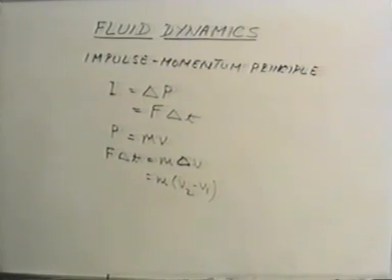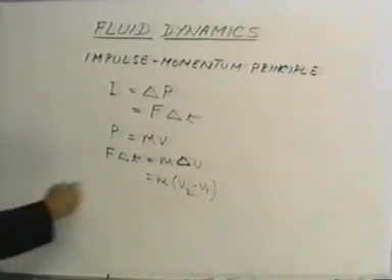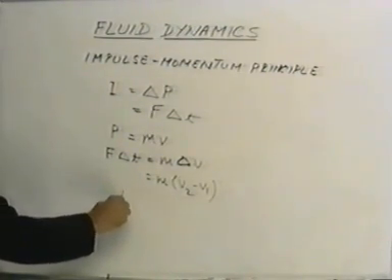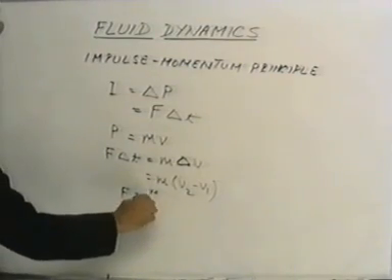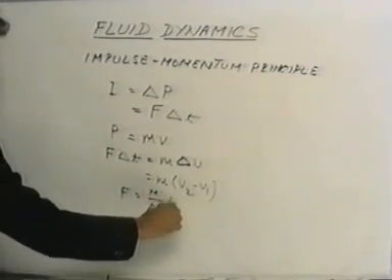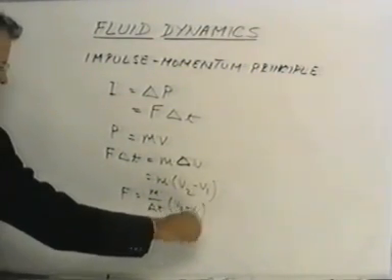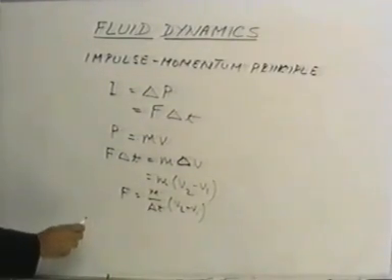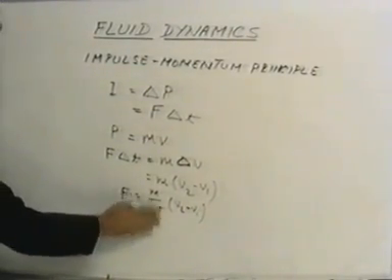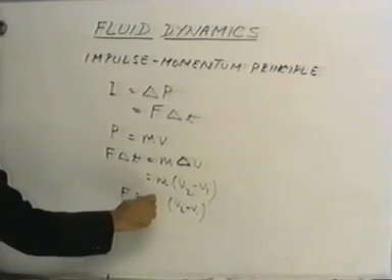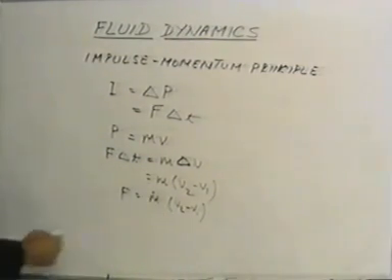Now for fluid flow, there is a flow rate. And so what I'll do is I'll divide both sides of this equation by delta T and talk about F is equal to M over delta T times V2 minus V1. Well, M over delta T is the same as M dot. So I have F is equal to M dot times V2 minus V1.